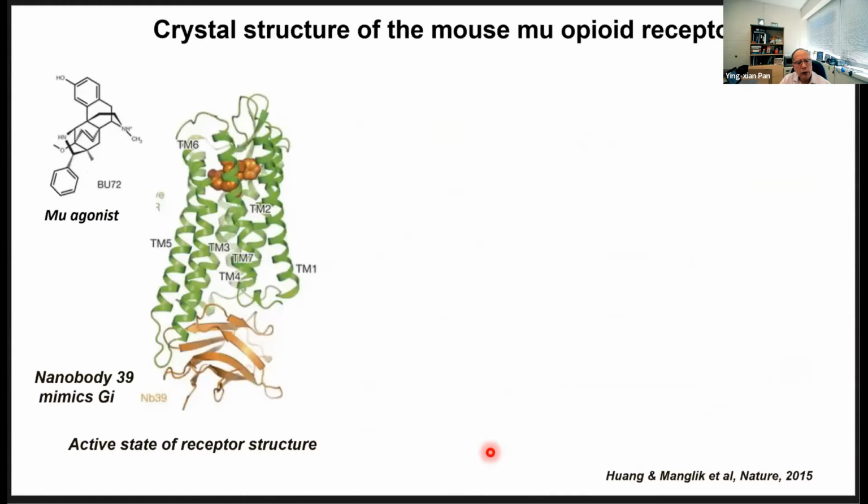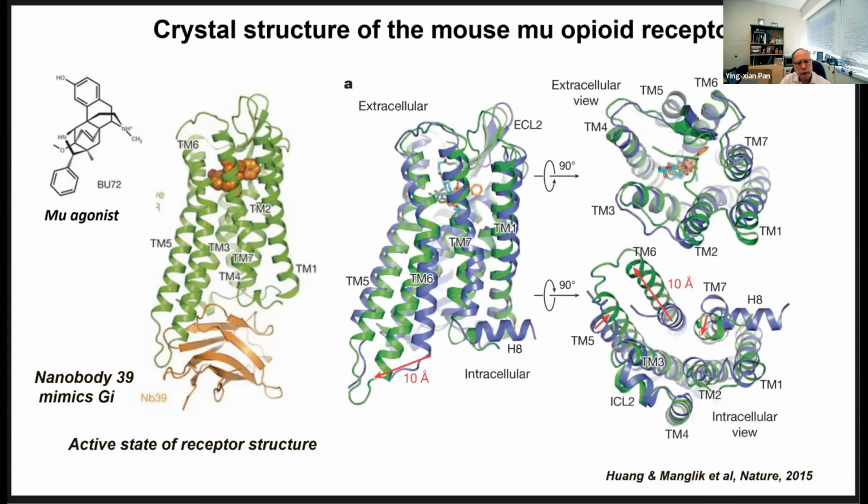This crystal structure is co-crystallized with BU72, a mu agonist, and also nanobody 39, which mimics the G protein alpha subunit I, which is shown here, and represents the active state of the receptor. Actually, this crystal structure was identified by the same group.